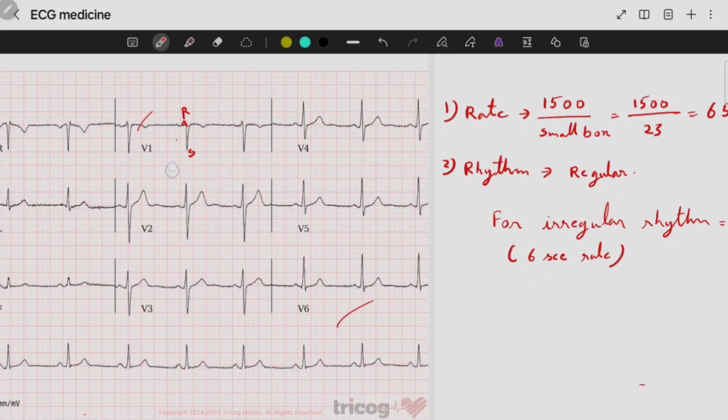R becomes larger. See V1, R is small. Then see V2, R is slightly greater. V3 almost the same. V4 slightly greater. So R is gradually larger. And see the S, S is gradually smaller. So this is an indication that the lead placement is correct and it is not a dextrocardia ECG.